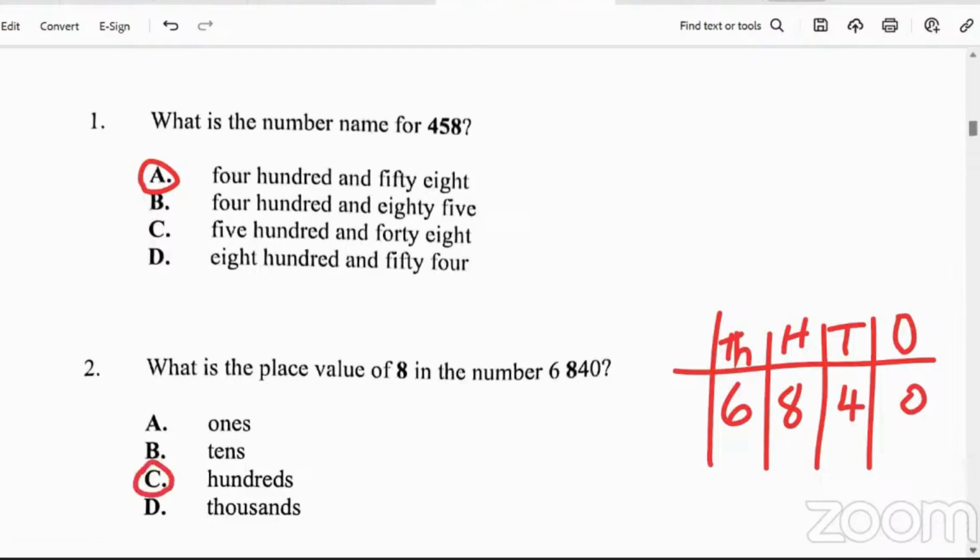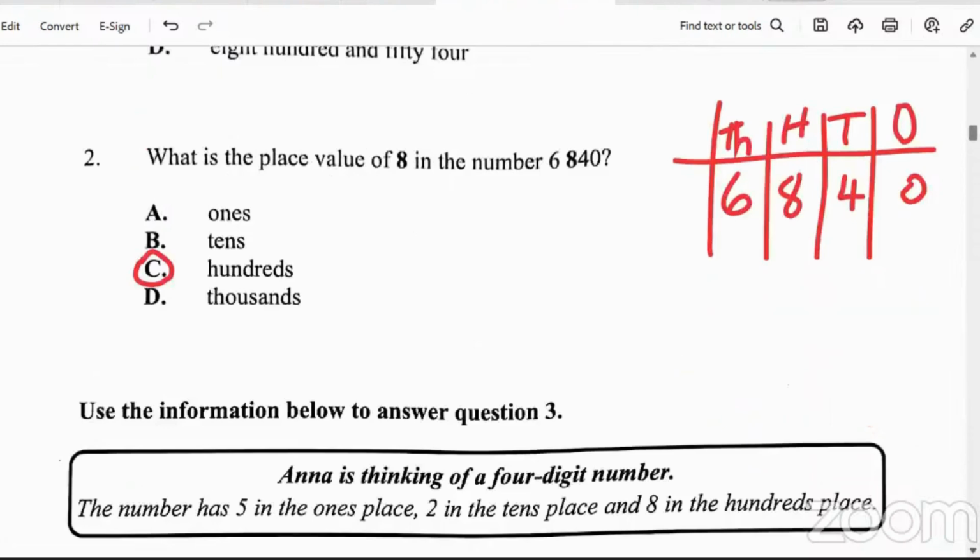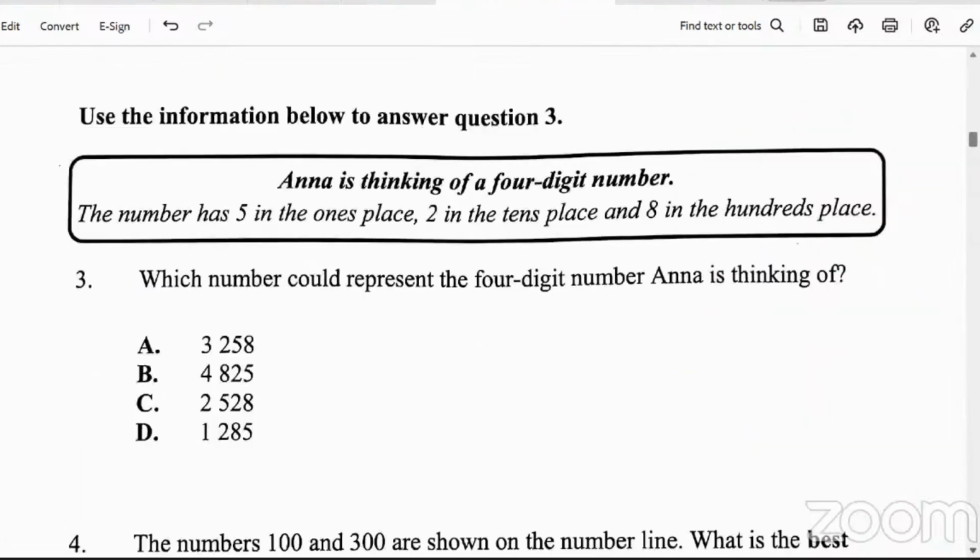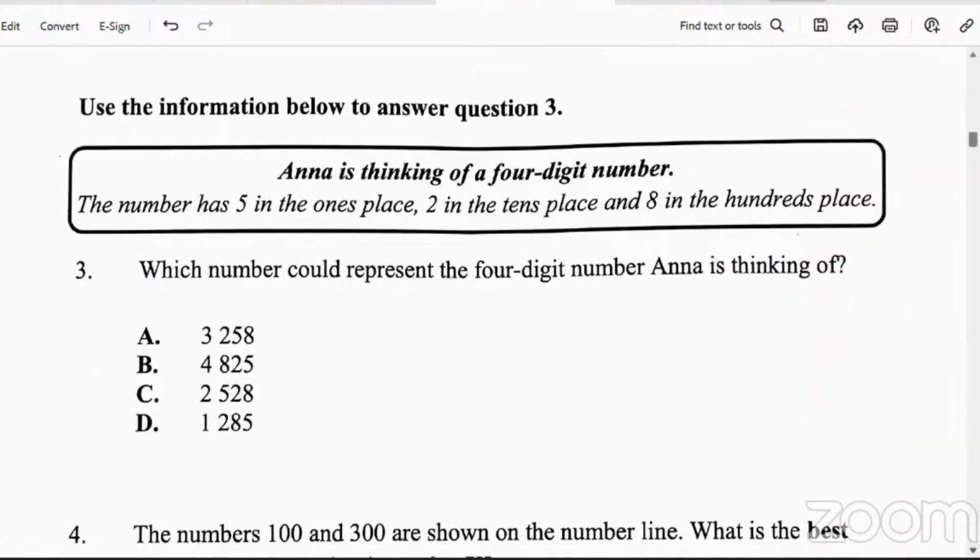Okay, moving on to question 3. It says, use the information below to answer question 3. Anna is thinking of a 4-digit number. The number has 5 in the ones place, 2 in the tens place, and 8 in the hundreds place. Which number could represent the 4-digit number Anna is thinking of?